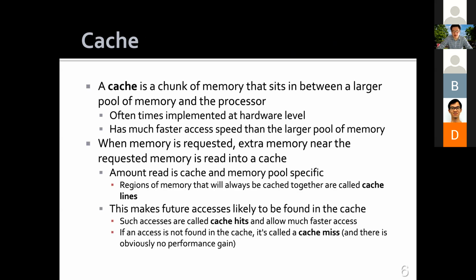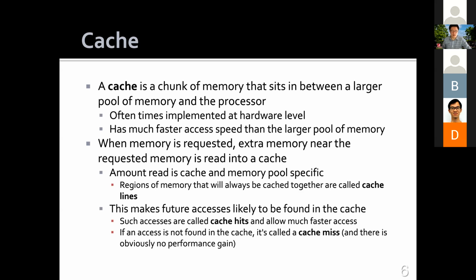Okay, here is some basic idea: what is a cache? As we previously mentioned, everyone knows a cache. Cache is a chunk of memory that sits between the larger pool of memory and the processor, right? You have different levels of cache because you don't want to access the data from the memory or from the disk every time. When memory is requested, actual memory near the requested memory is read into the cache. This is the same concept as the CPU. The amount of read is cache and memory pool specific.